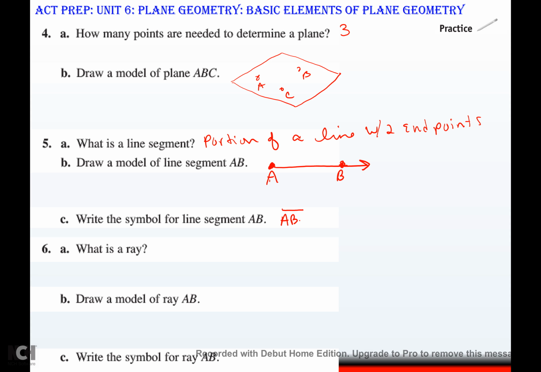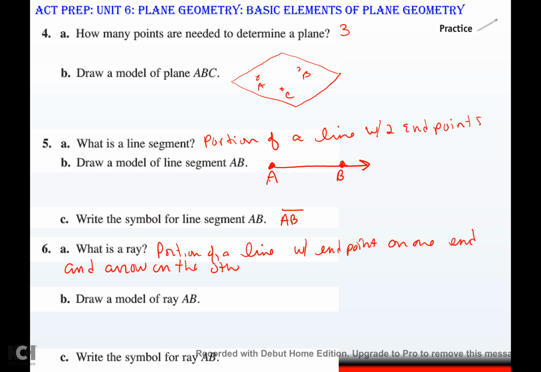What is a ray? A ray is, again, a portion of the line with an endpoint on one end and an arrow on the other. B, draw a model of ray AB. Well, it means A is the endpoint, but again, it continues on through B.